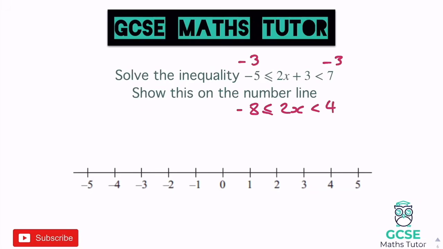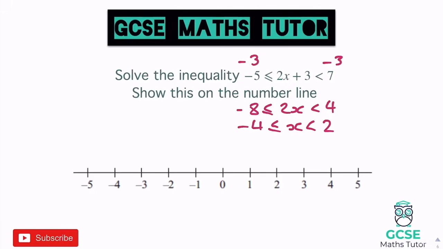And there we go. Obviously I want to have x on its own. So now I want to divide by 2, just like we've done before. That'll give me the x in the middle. There we go. Keep all the symbols the same. Dividing them both by 2, 4 becomes 2, and -8 becomes -4. There we go, and now it's an inequality that we can draw on the number line. Now we've just got that x isolated in the middle.